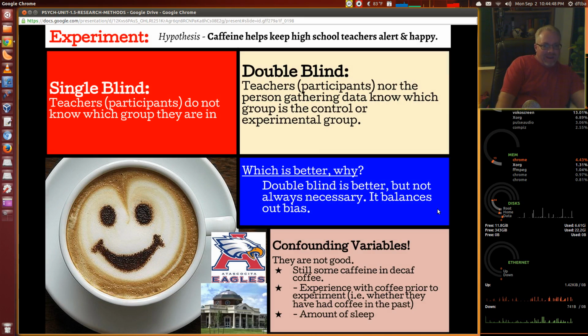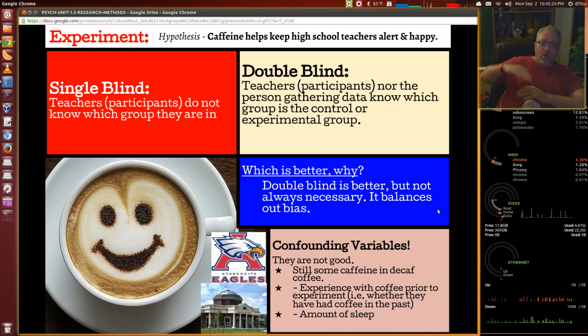So what are some other aspects of our experiment here? You've got the single blind. That means that teachers don't know what group they're in. They're the participants. They don't know what group they're in. The double blind would be neither the teachers, the participants, nor the persons gathering the data, the experimenters, know which group is the control or experimental group. And maybe it's all done through a computerized system and a number-based system that most of the people who are in the experiment, who are dealing with the participants, would not know the answer to.